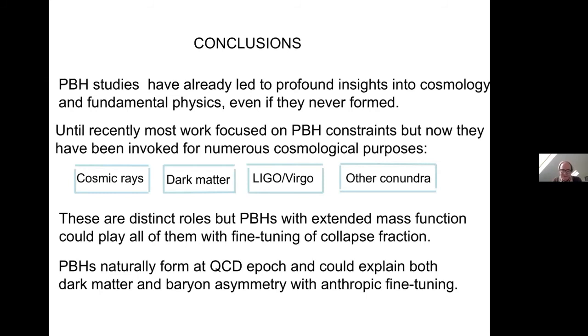If you have an extended mass function, such as you might naturally get if you've got the bumps I described due to the phase transitions. And then I like the idea, how do you get over the fine-tuning problem, which is the main criticism? Well, it naturally is explained if the PBHs form at the QCD epoch, and then there's some baryogenesis scenario, such as I referred to, which is going to produce the baryon asymmetry.